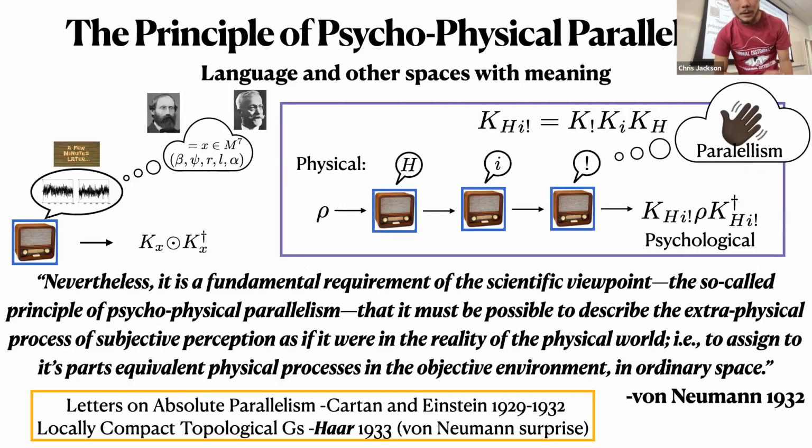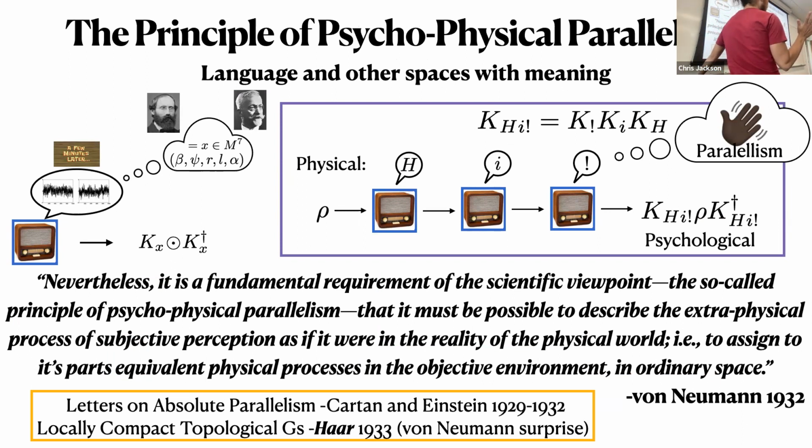Hey, what else do we got? Ah, yeah, this is one of my favorite slides. The principle of psychophysical parallelism. This is a term that was used in von Neumann's original book, 1932. So let me read it to you. It says, nevertheless, it is a fundamental requirement of the scientific viewpoint, the so-called principle of psychophysical parallelism.